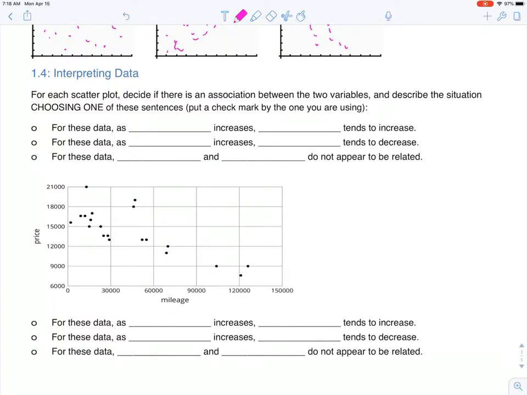All right, guys, go ahead and pause the video. Try 1.4, interpreting data. You're going to be choosing one of these sentences to describe the graph, and make sure you put your y and x variables where I wrote them. So x comes first, y comes next. So you're saying as x increases, what is y doing? Is it increasing, decreasing, or it's not really related? You can put a check mark at whichever one you choose, like so, and fill it in appropriately. Go ahead.